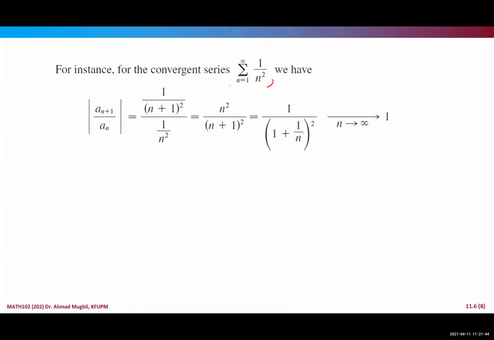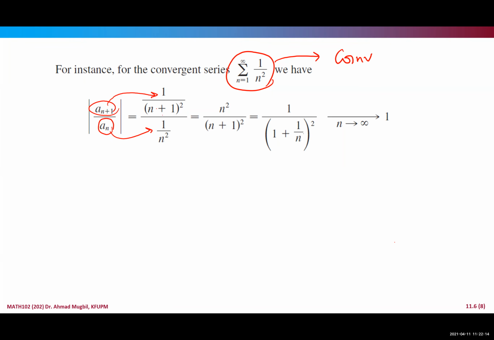For instance, take this one. Convergent or divergent, Shabab? This is convergent. We know that. It is a convergent series, a p-series. Now look at the limit of the ratio between a_(n+1) and a_n. This is a_n. This is a_(n+1). If you take the ratio, Shabab, don't do this. I advise you always to write a_(n+1) multiplied by the reciprocal directly, so you will get this step immediately.